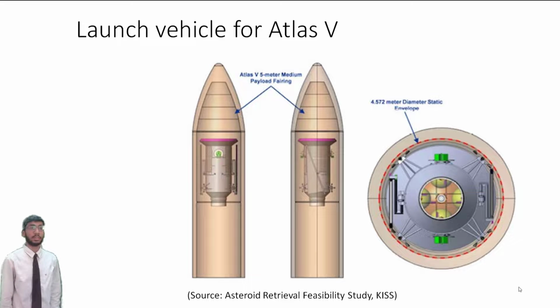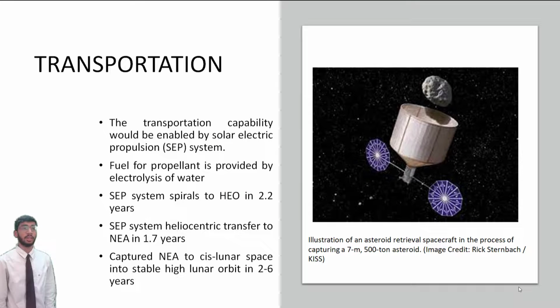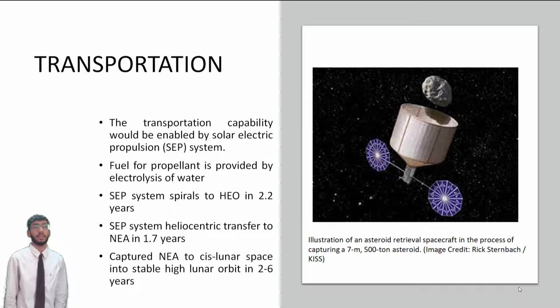Next slide, we see that Atlas V is put into the rocket for a future asteroid mining mission, which is launched from the Earth orbit. We can use the rocket of SpaceX, Falcon Heavy, to launch it. Next slide, the transportation is carried out by the solar electric propulsion SEP system, which works on fuel or propellant provided by electrolysis of water. The solar electric propulsion system transfers to the near Earth object in 1.7 years and captures the NEO into a stable higher lunar orbit in about 2 to 6 years.